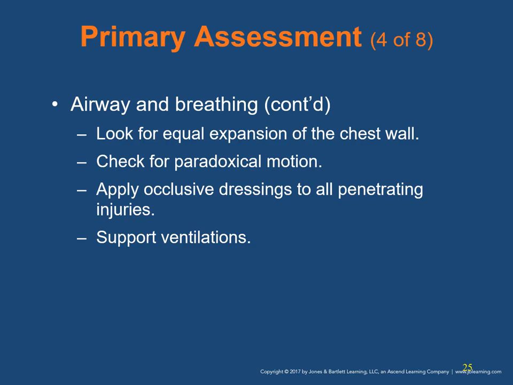Look for equal expansion of the chest wall. Unequal expansion indicates loss of muscle function. May be due to a direct injury to the chest wall. May be related to an injury of nerves controlling those muscles. Check for paradoxical motion, an abnormality associated with multiple fractured ribs.